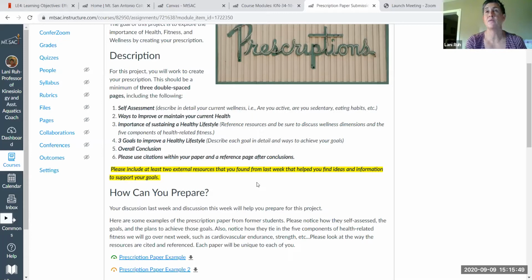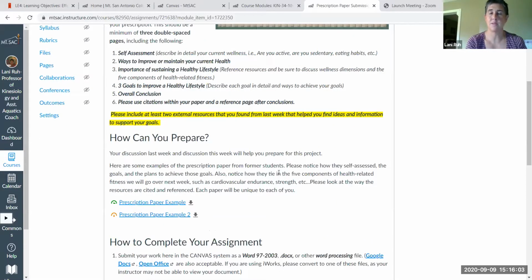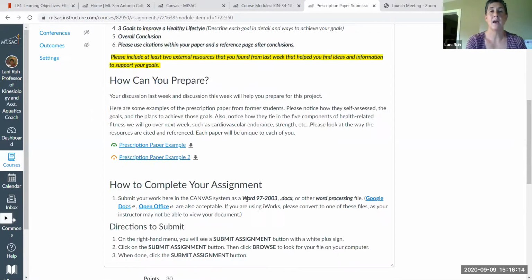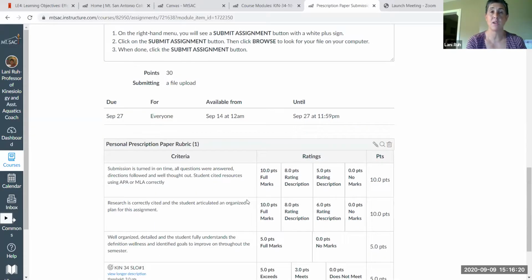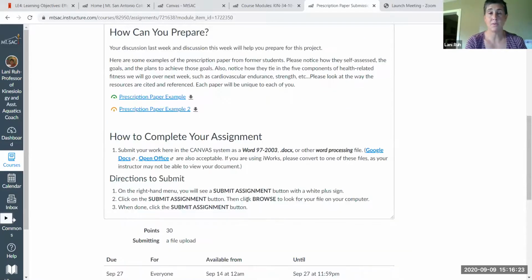And what the prescription paper is, remember, is you're setting goals for yourself as far as changes you want to make going forward in this class, and then after this class and life, and how you're going to go about doing that. Okay, so how you can prepare. Obviously, you did your resource search, so that's one way. And then I have two prescription paper examples here from former students that allowed me to use them. So go ahead and look at those and see how the papers are formatted. And then there's a rubric at the bottom, so you know what I'm looking for as far as grading goes. And again, if you have any questions, always feel free to reach out via email or text through Remind or during office hour.